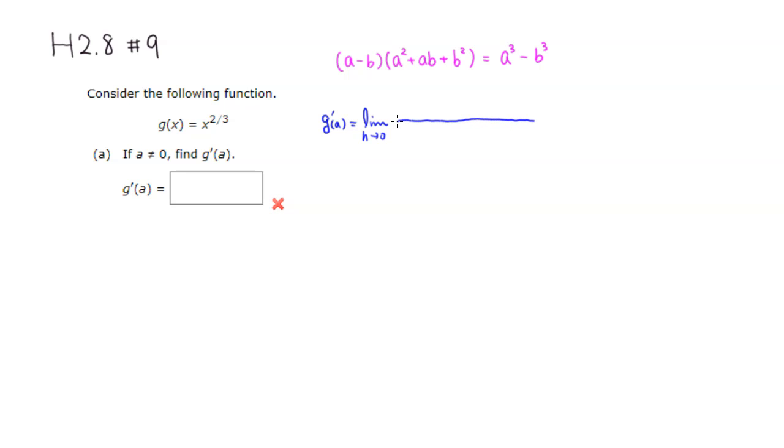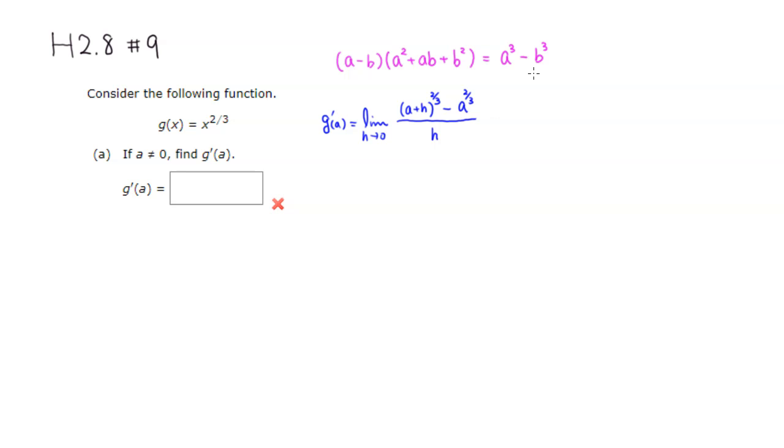Then we have g of a plus h. We see x, so we put a plus h there. So we have a plus h to the 2/3 power, minus g of a, which would be a to the 2/3 power, and then all over h. So we have that.